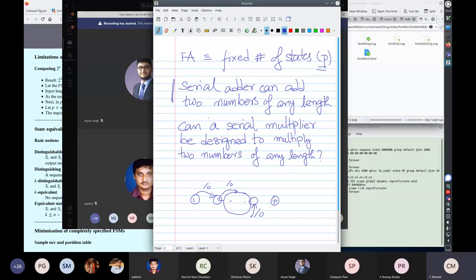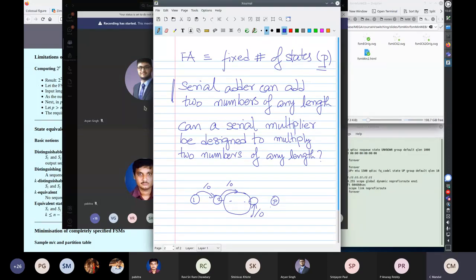Okay. So that is the argument. You just don't have enough states to remember how to output the required number of zeros correctly. That's why you cannot design a finite state serial multiplier which can multiply any two numbers of any length. So that is a basic limitation of a finite state machine, or for that matter, a finite automata.